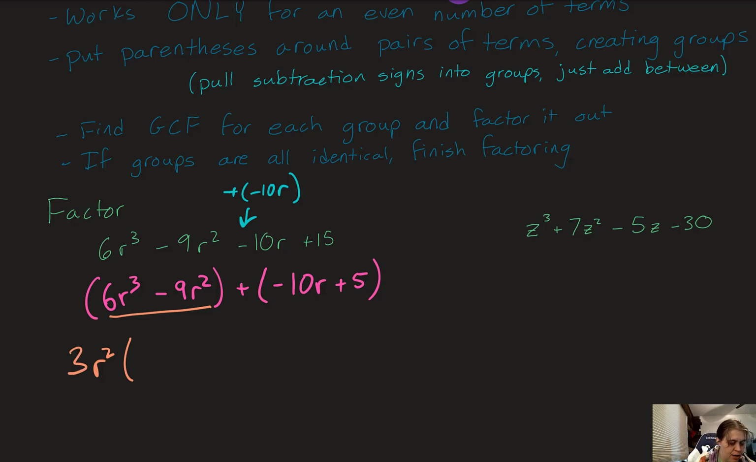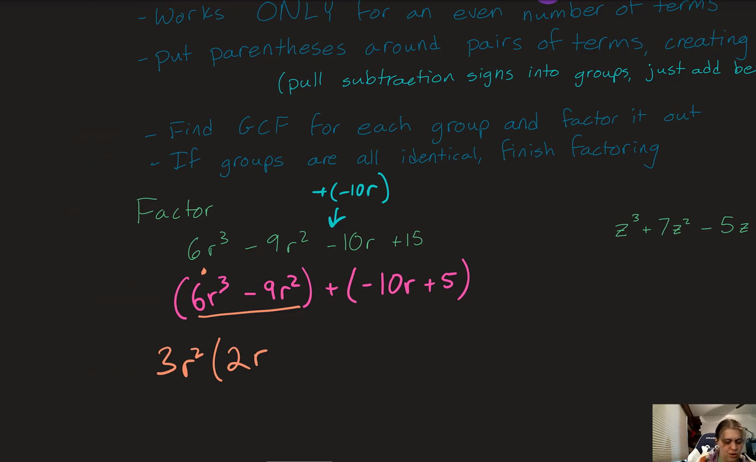Now when I pull a 3r squared off of this one, 6 divided by 3 is 2, and r cubed divided by r squared is r. Another quick way that you can check for what's left inside is you can set up a fraction, like so, and then you can simplify the fraction, and that's what's left on the inside. So that's another way that you can check that. We keep the sign, minus, and then we see what's left when I pull out the 3r squared from here. That's just 3, so we're going to put a 3 right there.